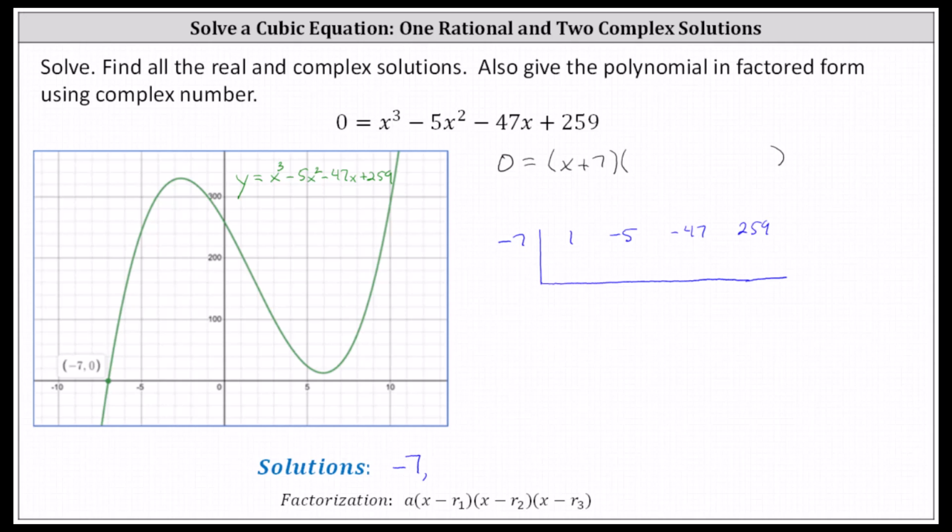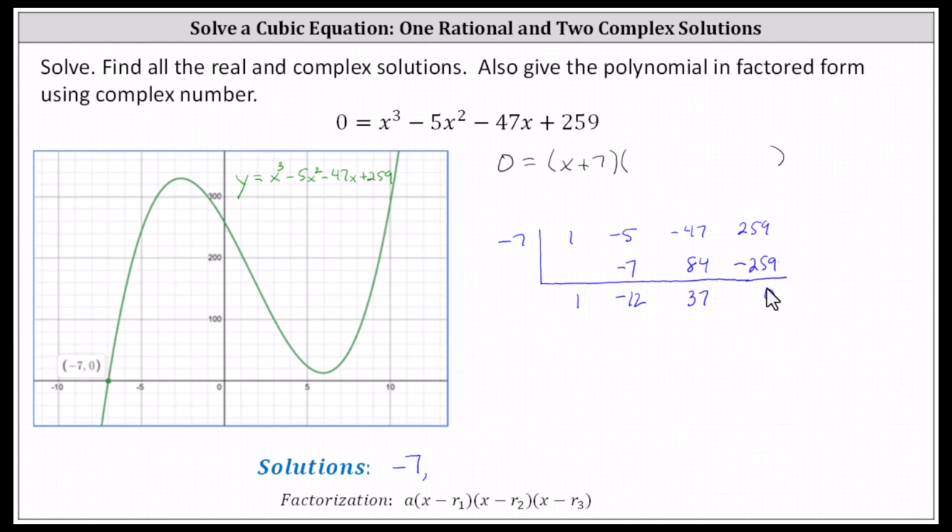To begin, we bring down the first coefficient of 1. Next, we multiply by negative 7. 1 times negative 7 is negative 7. Place negative 7 in the next column, and then we add and repeat the process. Negative 5 plus negative 7 is negative 12. Next, we multiply negative 12 and negative 7, which is positive 84, which goes in the next column. And then we add: negative 47 plus 84 is 37. Multiplied by negative 7, 37 times negative 7 is negative 259. And notice the last sum is 0.